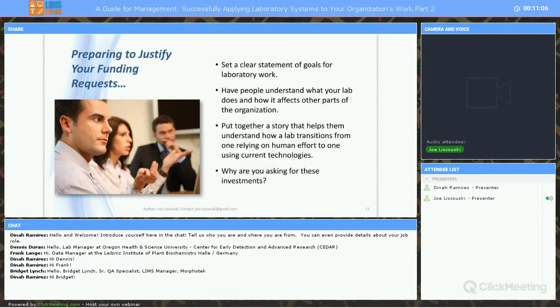You need to have people understand what your lab does and how it affects other parts of the organization. One thing that will help is to put together a story that helps them understand how a lab transitions from one relying on human effort to one using current informatics information technologies. Laboratories rarely start with a high level of systems technologies. They grow into them as needs develop.